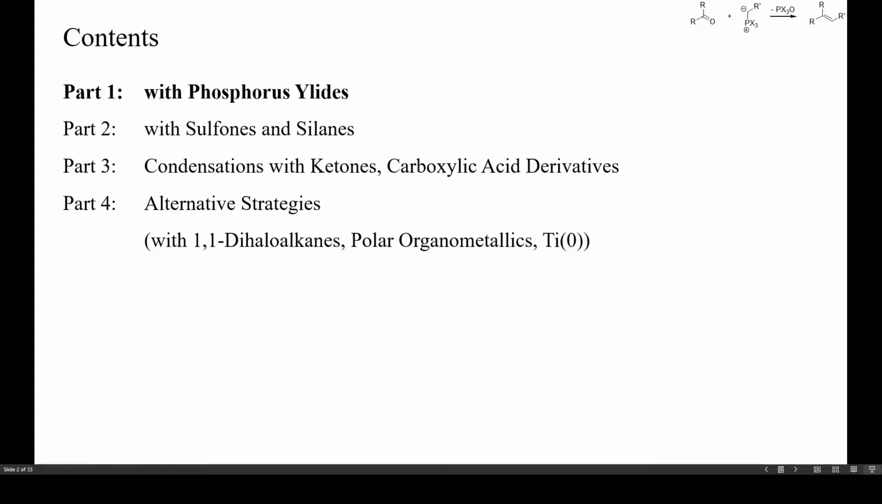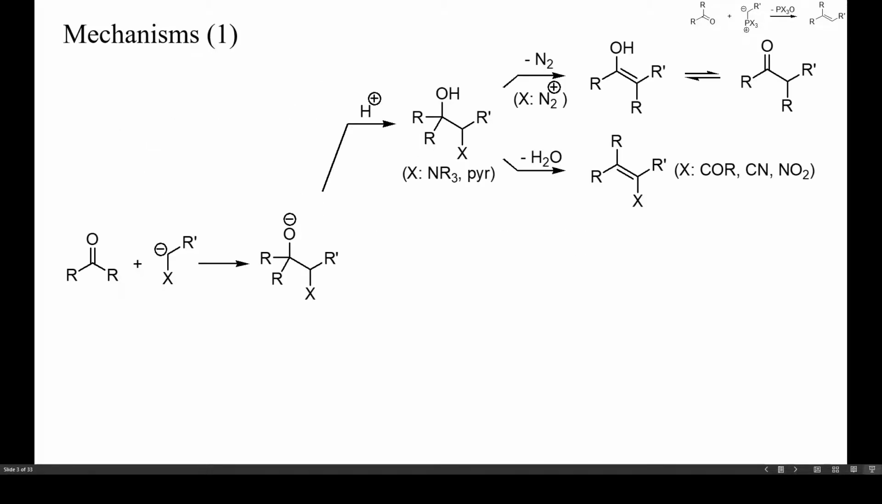Phosphorus ylides generally show the broadest scope, but some alkenes may be more readily accessible with one of the other reagents presented in this playlist. To better understand the background story and context of the Wittig reaction, let's first have a look at the possible outcomes of the reaction of functionalized carbon nucleophiles with ketones.